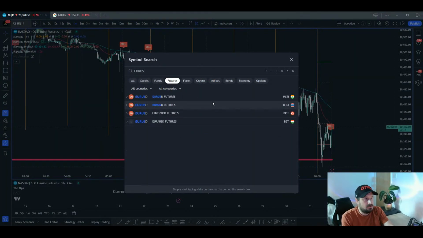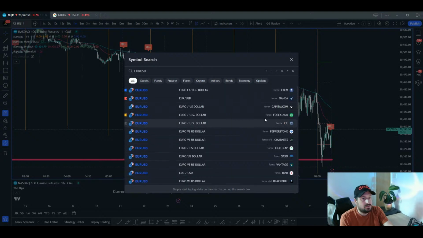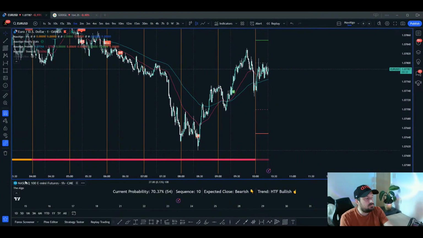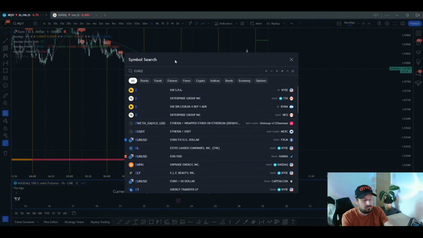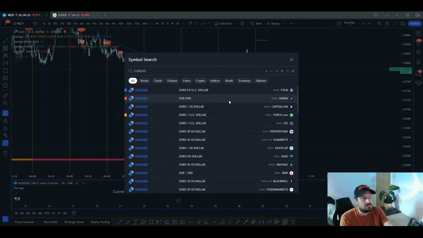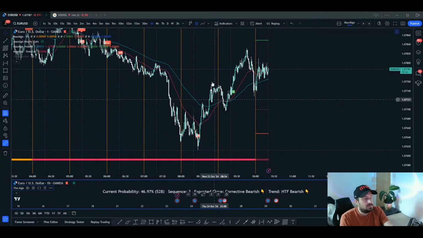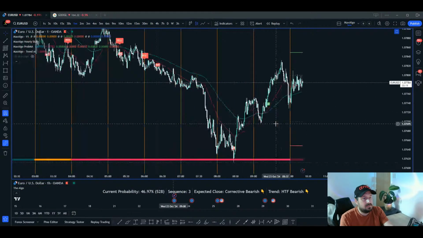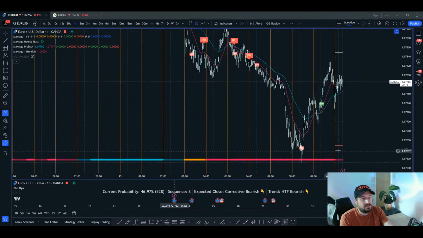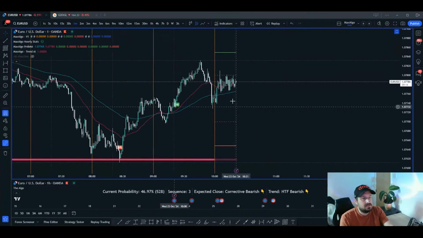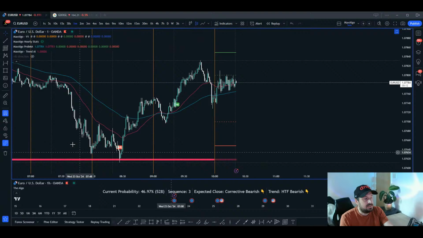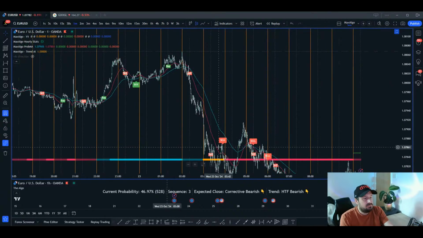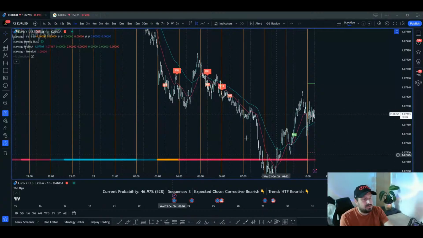So let's just show you it on non-futures, just so you can see. So on Oanda, let's do some Forex. So we're on sequence 3. What are we expecting? We're bearish. We have a weakening of the trend. We are expecting a continuation until we get our transition. Here was our transition. Bullish, bearish, and there's our transition on Euro USD.